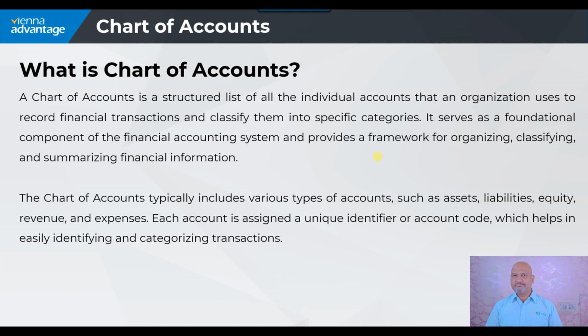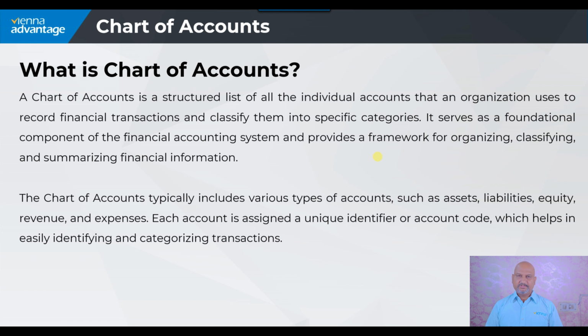Apart from these, there is one more account type available in the VA system known as memo accounting, that is used for management reporting. Each account is assigned a unique identifier or account code, which helps in easily identifying and categorizing transactions. So these unique identifiers or account codes are basically the ledger codes in the VA system.